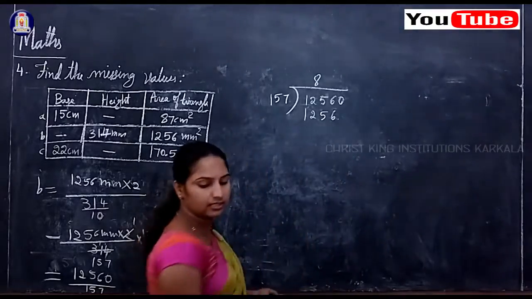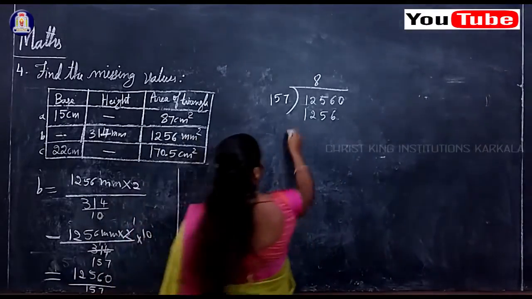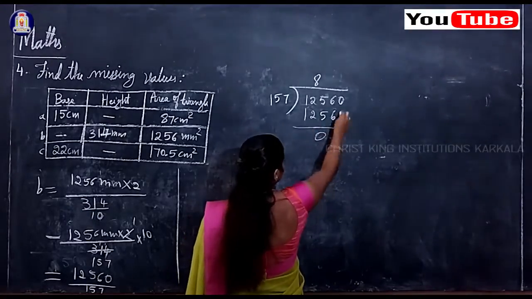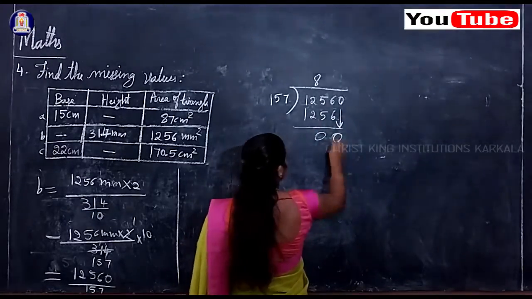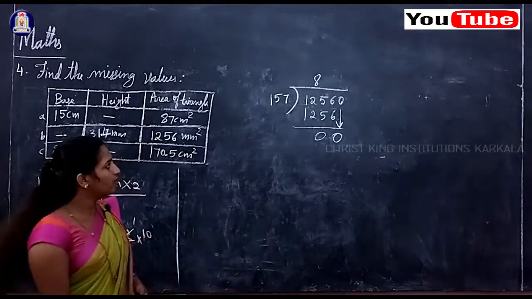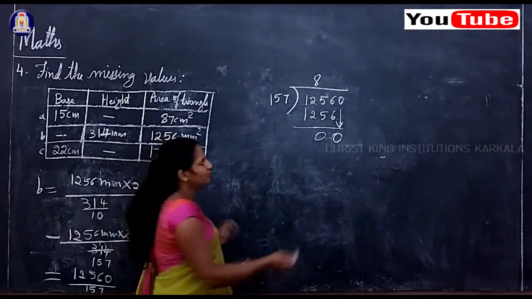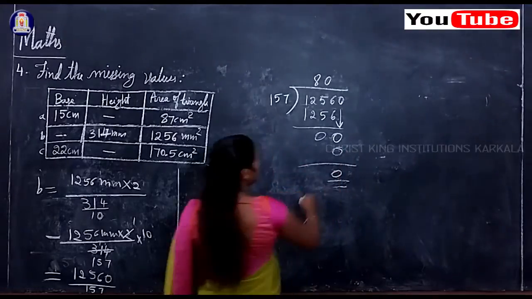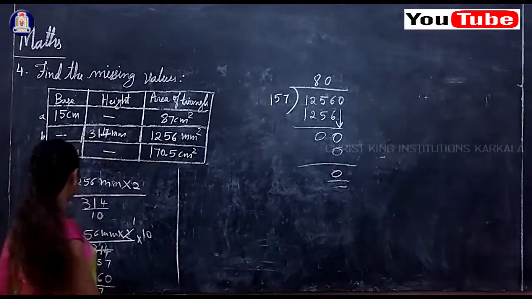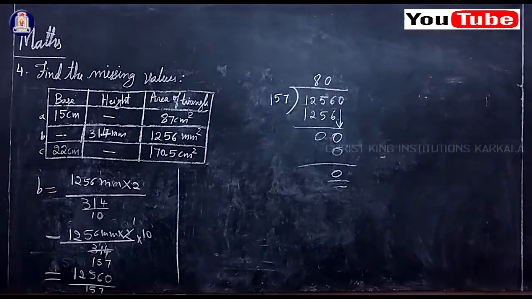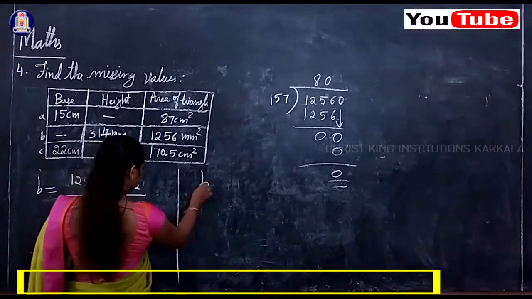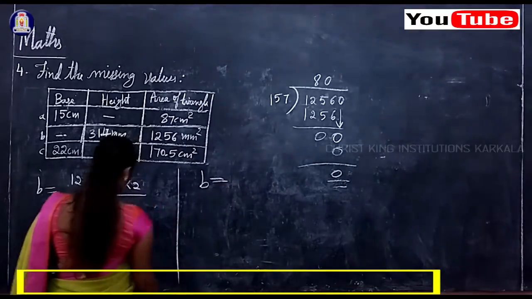we get the answer 0. This all will get 0 0 0, isn't it? 0. So now 1 0 is remaining, that you can take. So now 157, how much the 0? 157 zeros are 0. So the answer is 80. Understood? So what is the base value of the triangle? Base is 80 millimeter.